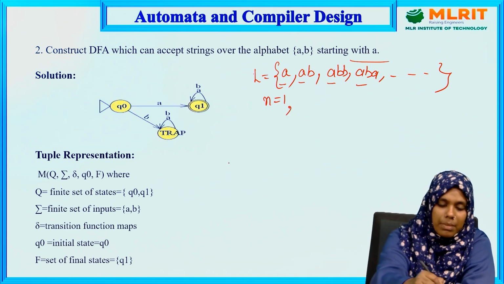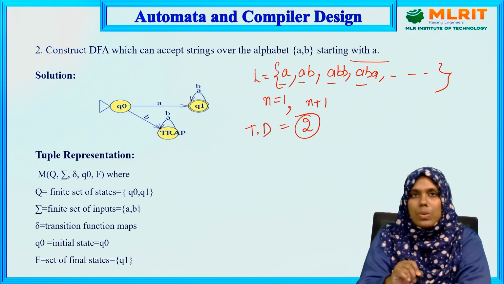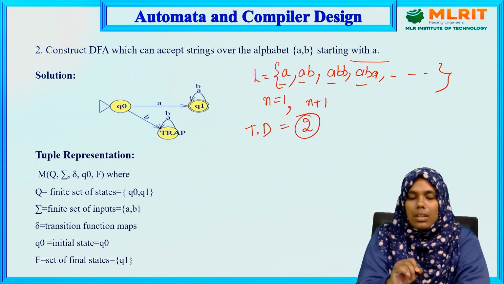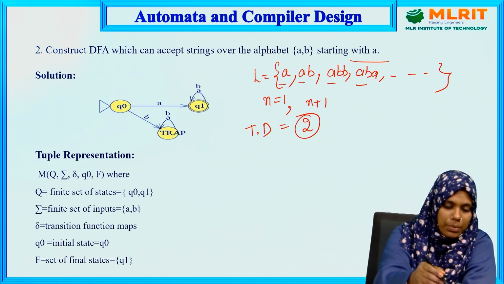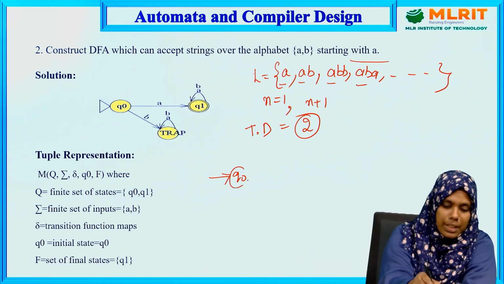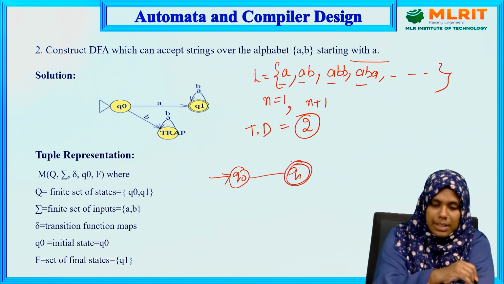So what can it be in a DFA? It should be n plus 1. That means whenever we draw a transition diagram, the number of states should be 2. Okay, now let's go with the diagram here. Already the diagram is given. So we take 2 states here, Q0, Q1, and Q1 is the final state.